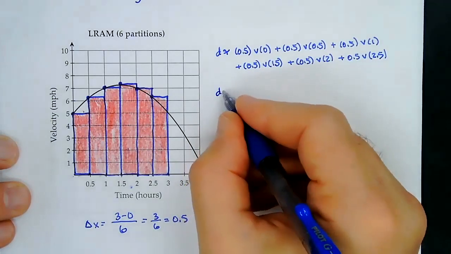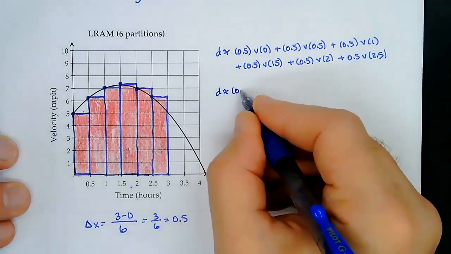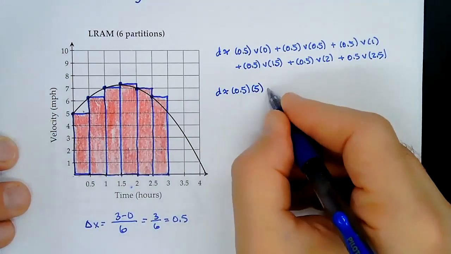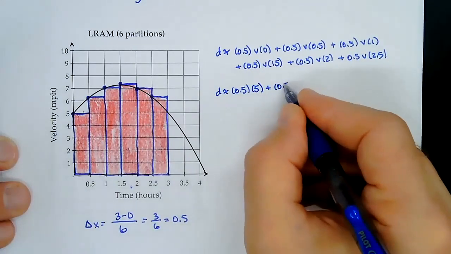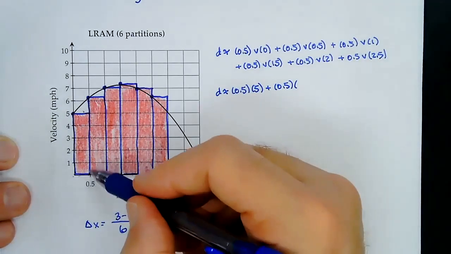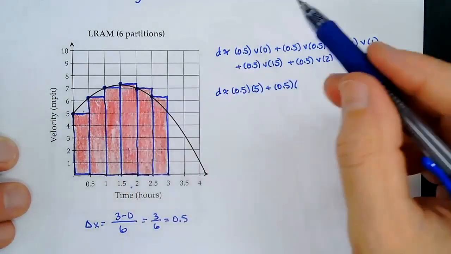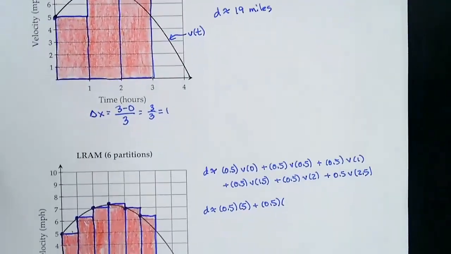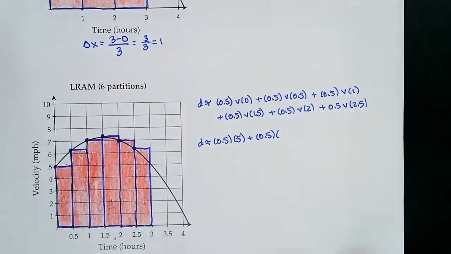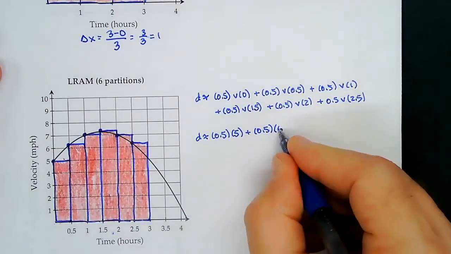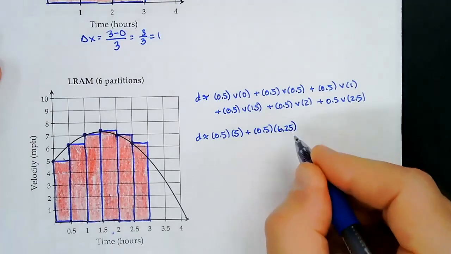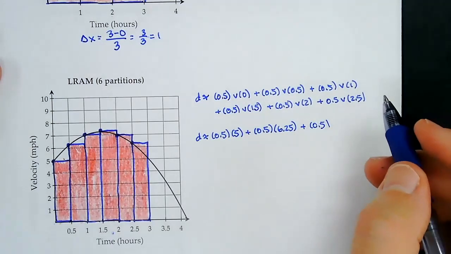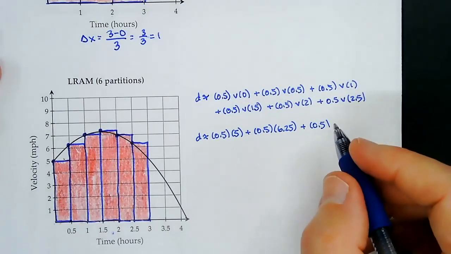Okay, so that means the distance can be approximated by 0.5, and v of 0 is 5, and then plus 0.5 times v of 0.5. Okay, so we can't read it off the graph, but if we put it into the original function that's way up here, right? I'm going to tell you that turns out to be 6.25. And then plus 0.5, and then v of 1, and v of 1 turns out to be 7.